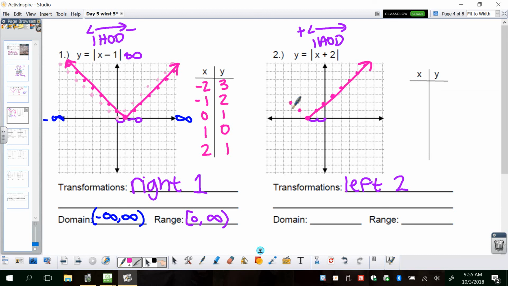So I'm literally from my original vertex going left 2. And there's my new vertex. And then I just do my up 1, over 1. Now, I did see one person doing this, which is totally perfect. Guys, what's different with this versus what we were doing before?